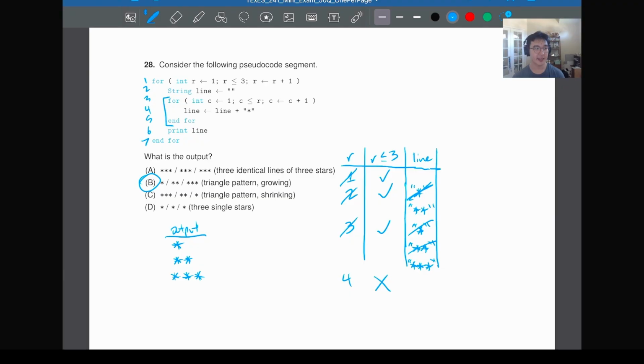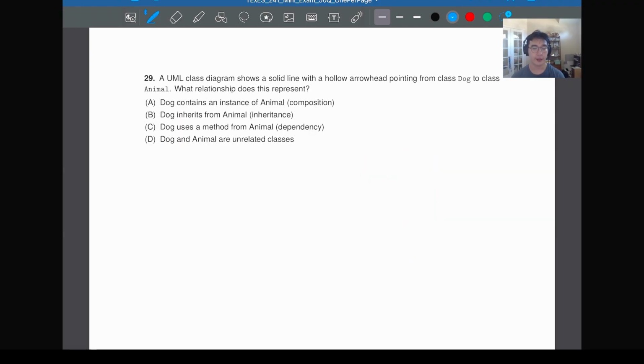All right, that is nested for loops. Make sure you're very comfortable with those loops. That's question 28. All right, question 29. A UML class diagram shows a solid line with a hollow arrowhead pointing from class dog to class animal. What relationship does this represent?